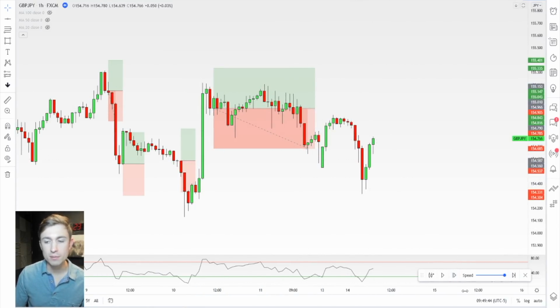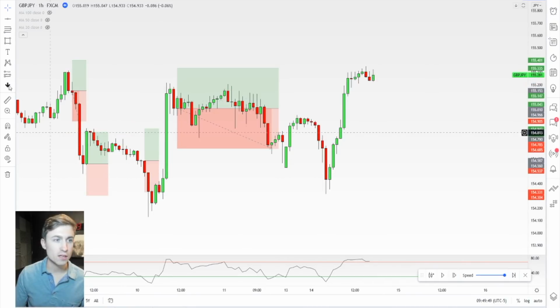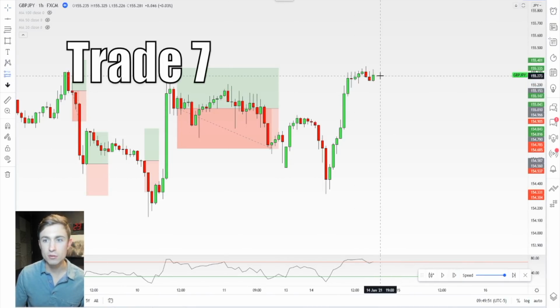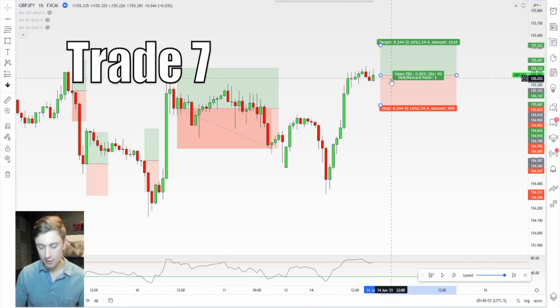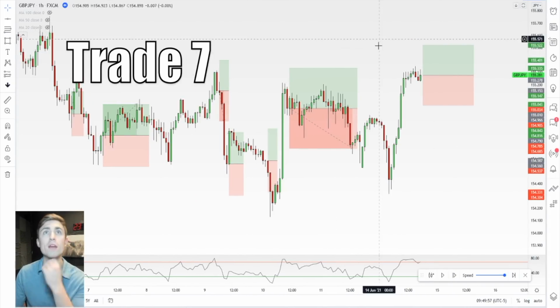Okay, so next up is, let's see if we can find another kind of interesting scenario. Gotta keep you guys guessing here. Okay, so there we go. There's going to be our next one. So this is, I believe, trade number 7. 1, 2, 3, 4, 5, 6, 7. So this is trade number 7 out of 20, and let's give this one a go.